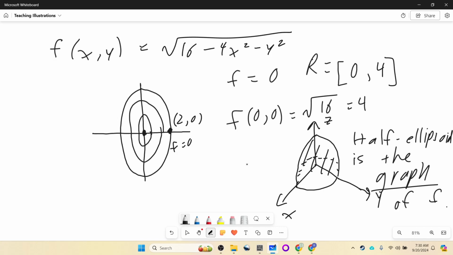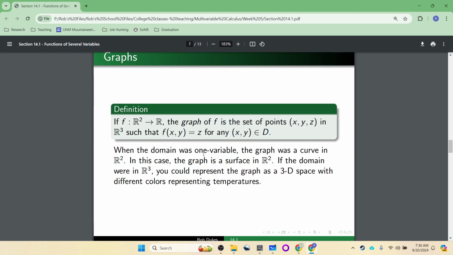So what is a graph? You've used the term all the time, but I want to specify exactly what it means. If we have a function from R squared into R, the graph of f is the set of all points x, y, z, where f of x, y gives you z for any x, y in the domain. So the graph is a visual representation of both the inputs and the outputs. When the domain was one variable and the range was also one variable, the graph was a curve in R2 because we had an input and an output. But now the input is 2D, the output is 1D, so the graph is a surface in R3.